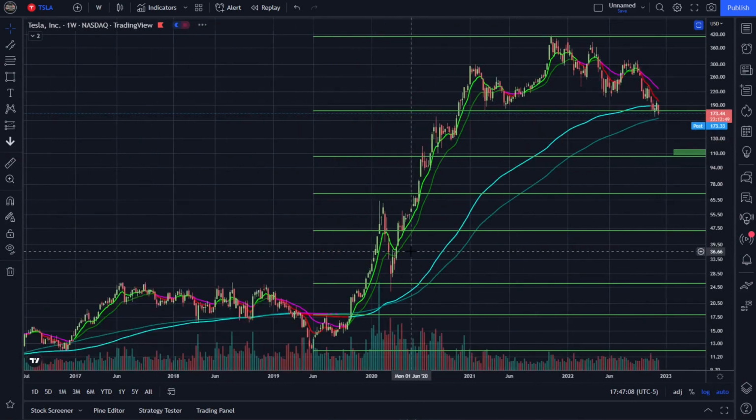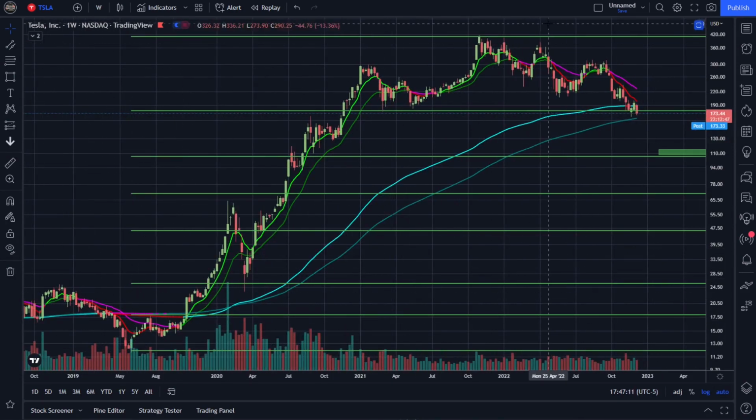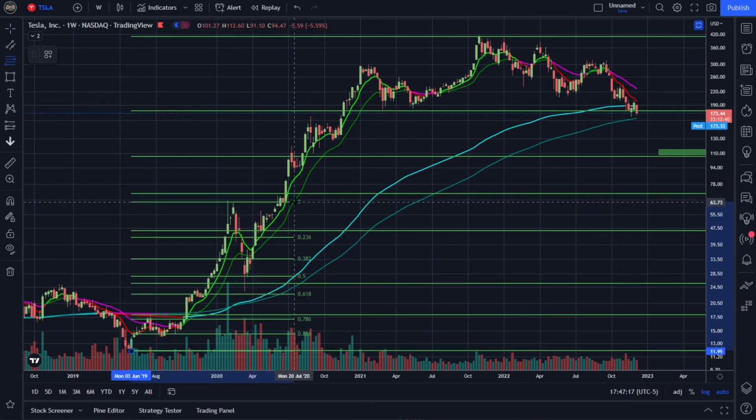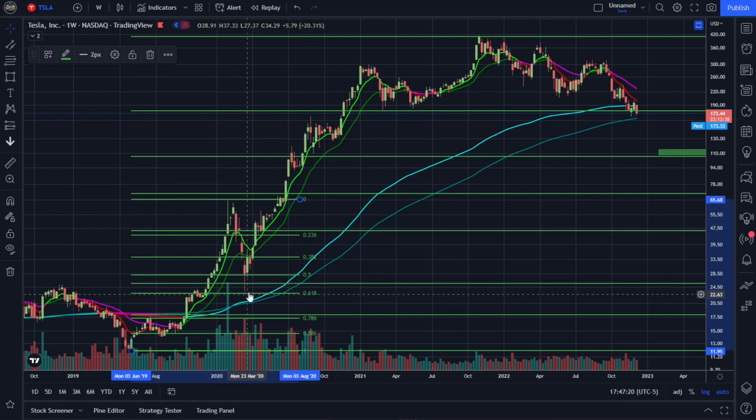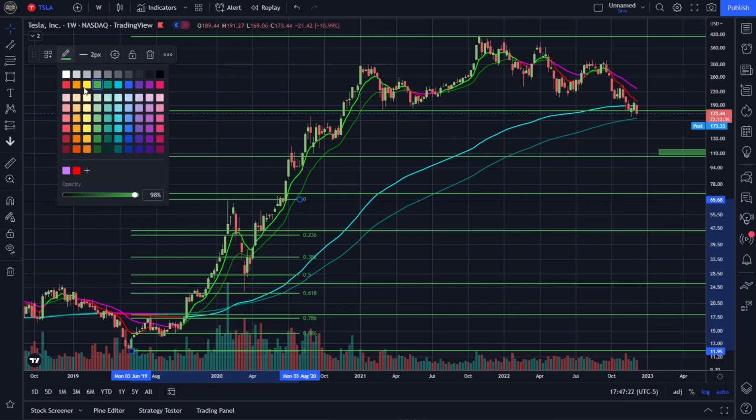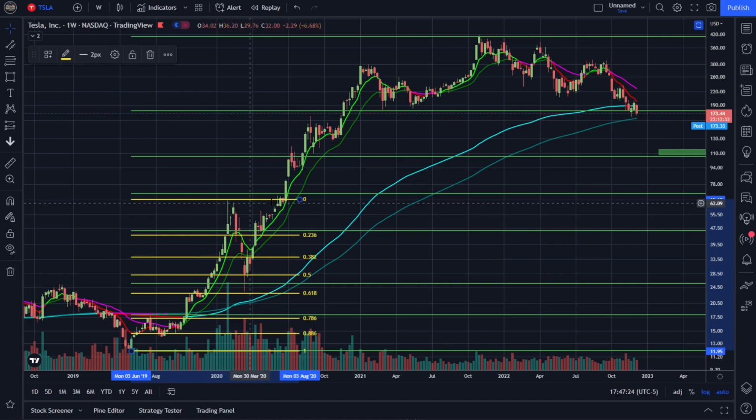So here we are back on the weekly, and again, this was our Fibonacci that we put in place. So let's try experimenting with another Fibonacci. So first we're going to go from the low here and say, okay, that was pretty clearly a leg up and then a deep retrace. That took us back down to the 618. So I'm going to turn that to yellow here. And that's pretty technical right there.